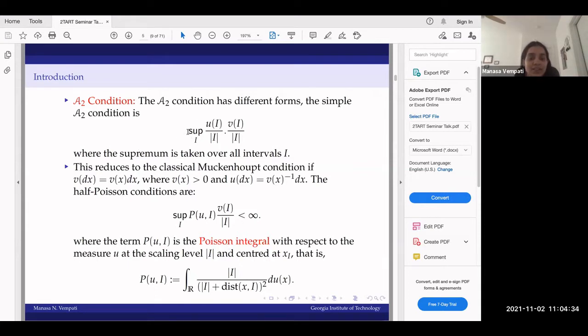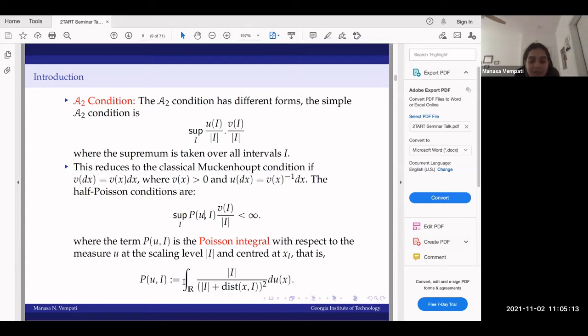The simple A2 condition is given for two weights u and v by taking the supremum over all intervals I in R of u(I) over the Lebesgue measure of I, times v(I) over the Lebesgue measure of I. This reduces to the classical Muckenhoupt condition if we replace u dx with 1 over v(x) dx. We can also get a half Poisson A2 condition if we replace u(I) over the Lebesgue measure of I with P(u, I), where P(u, I) is the Poisson integral with respect to the measure u at the scaling level of the Lebesgue measure of I.